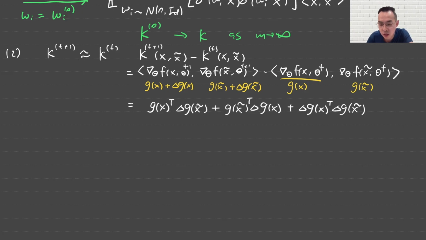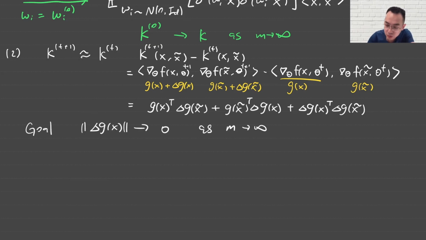Okay, so if we want to show this difference is very small, all we need to show is that the norm of delta gx goes to zero as m goes to infinity, right? So that's all we need to show. This becomes our goal. So this will imply that the difference between the kernel matrices goes to zero, right? Okay, so in order to show this, let's just expand the terms.